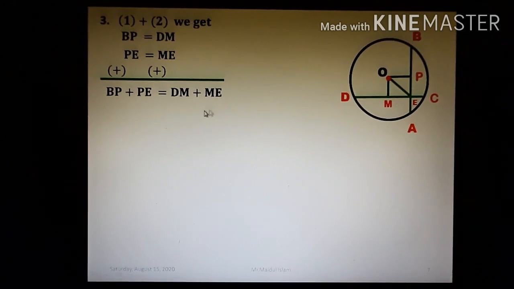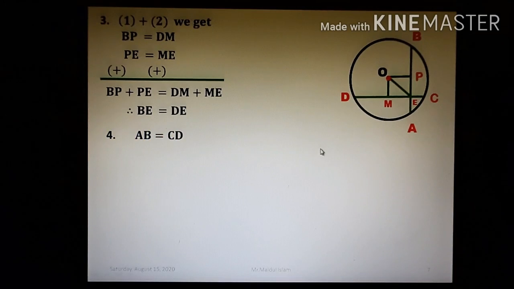Okay. Now see what we will write. Go to the figure. BP plus PE, what can we write? BP plus PE is equal to BE. So my dear, here is BE. Again, on the right side of equal, DM plus ME is equal to DE. Up to this, do you have any confusion, my dear?